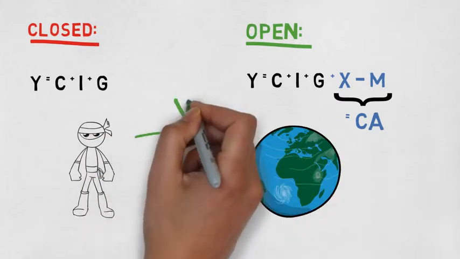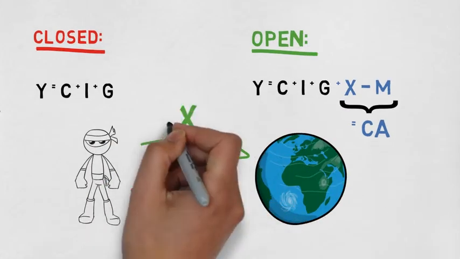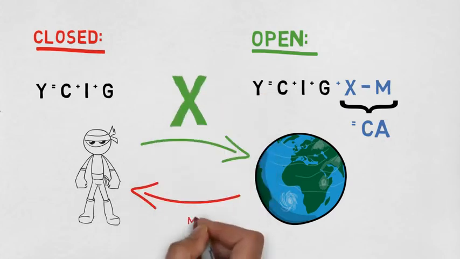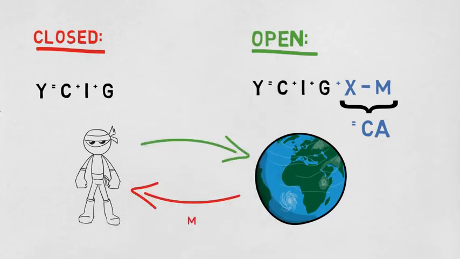Exports are goods sold to the rest of the world, while imports are goods bought from the rest of the world. If exports exceed imports, then there is a current account surplus, and if imports exceed exports, then there is a current account deficit. Countries such as the UK and US are running current account deficits, while Japan is an example of a country running a current account surplus.